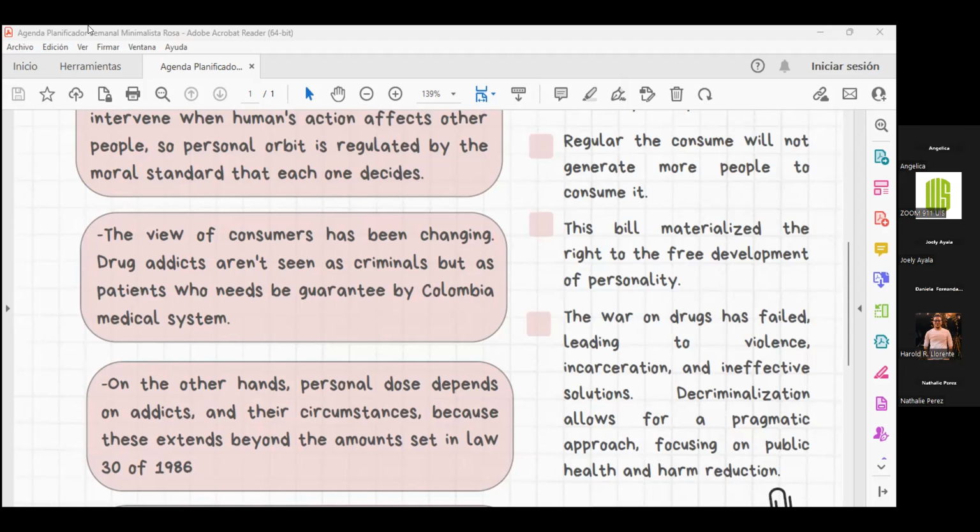Alrighty. And actually, yes, Joely, cigarettes were illegal in the past.